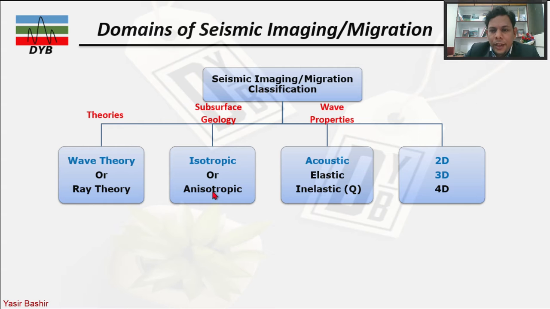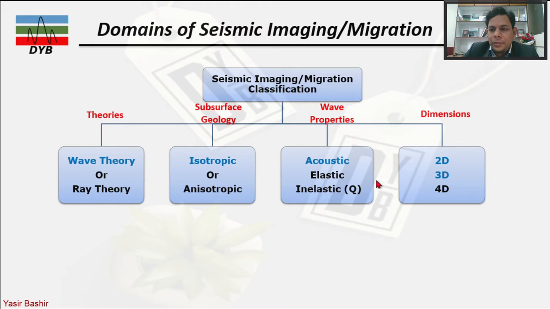If we are looking at the wave properties, how many types of properties of the waves are you looking at? If you are looking only at P waves and density, then we can go for acoustic wave. If you are looking at P, S and density, then you can go for elastic. And inelastic is P, VP, VS and density plus your absorption coefficient, which is called Q. That is when you are interested in the properties of the waves.